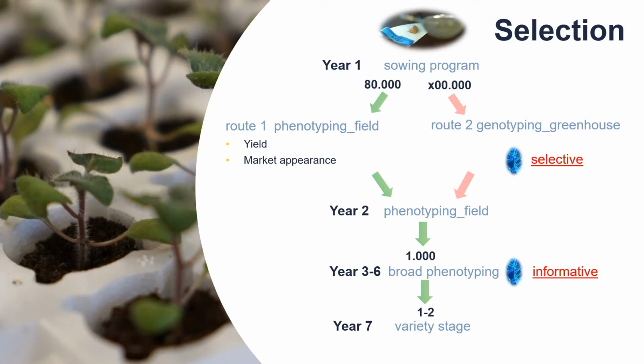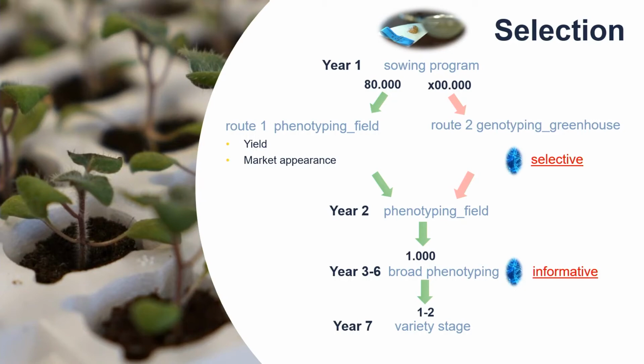On the left, you see route 1, this is the phenotyping route. That means that first we look at the phenotype on the field, and afterwards we use markers on an informative basis. On the right, you see the genotyping route, which means that we first select with markers on specific traits, mostly resistance traits, and then the survivors may join in year 2 on the field. So both columns will be merged in year 2 together, and you can imagine we don't care from which route the variety will come, but we only take the best.